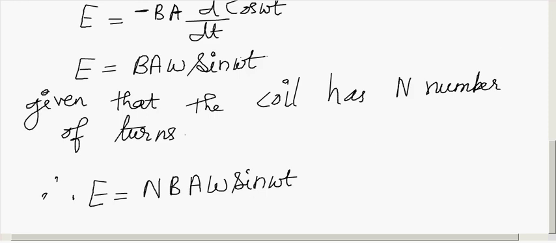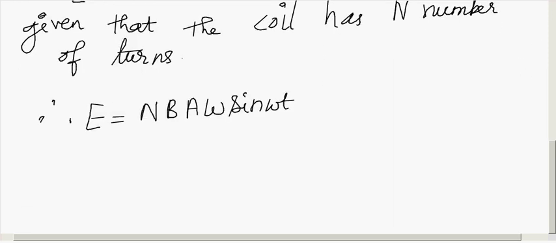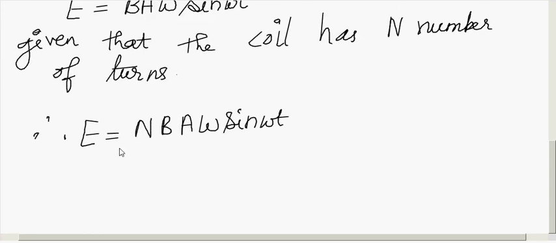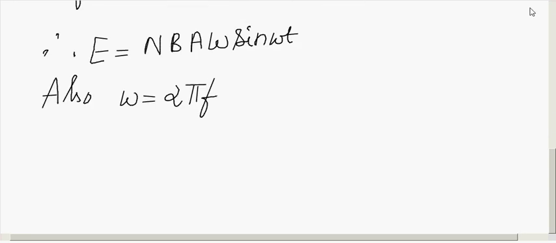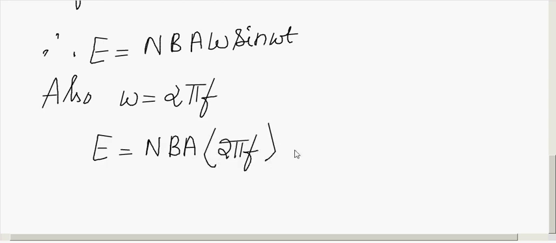Now omega is 2 pi f, because it is given that the coil is rotated at f revolutions per second, that is, at frequency f. Therefore omega is 2 pi f, where f is revolutions per second, and hence you can write E is nBA into 2 pi f into sin omega t.